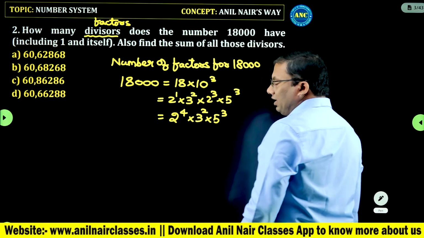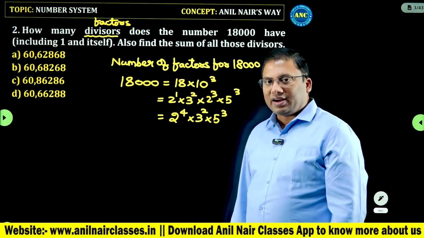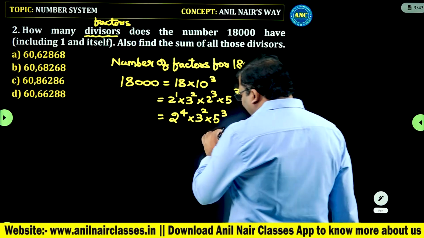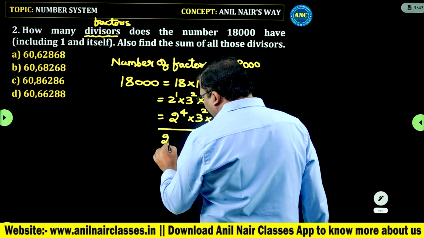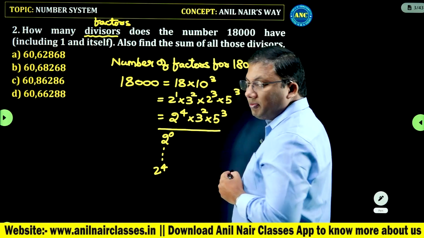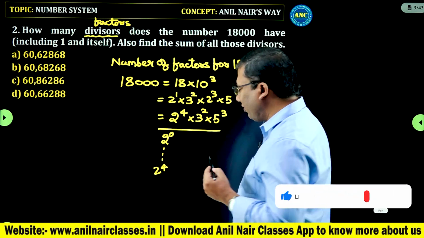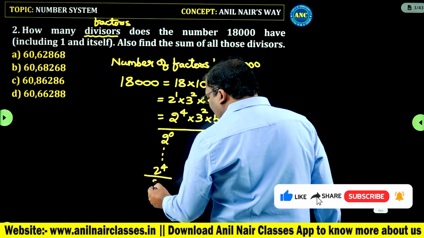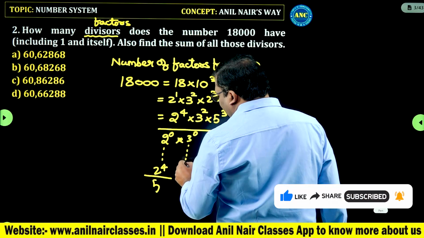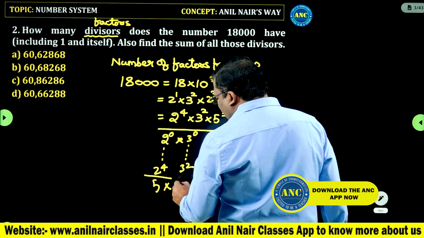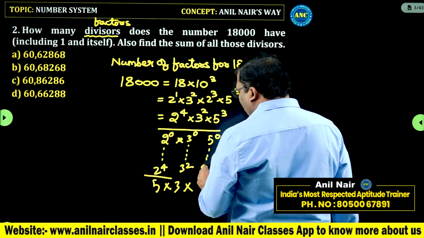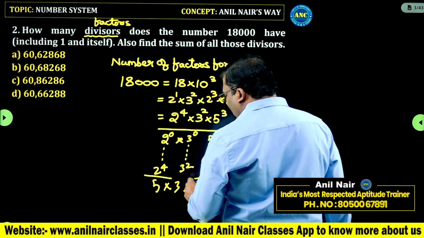So if I write 18,000 as a product of prime powers, it is 2 power 4 into 3 square into 5 cube. How many factors are there for this number? Powers of 2 from 2 power 0 to 2 power 4 will divide 2 power 4: 0 to 4, 5 combinations. For 3 square, 3 power 0 to 3 power 2: 0 to 2, 3 combinations. For 5 power 3, 5 power 0 to 5 power 3: 0 to 3, 4 combinations.